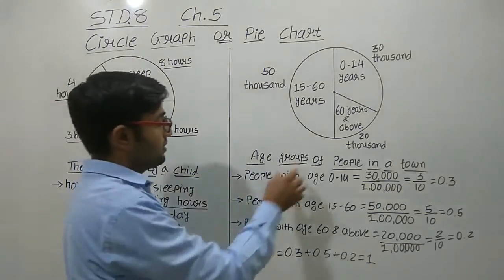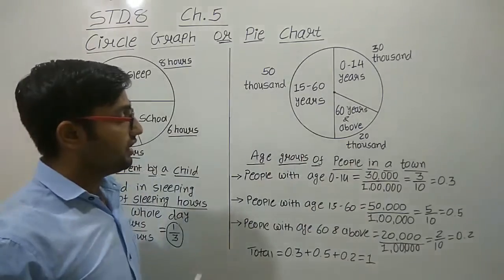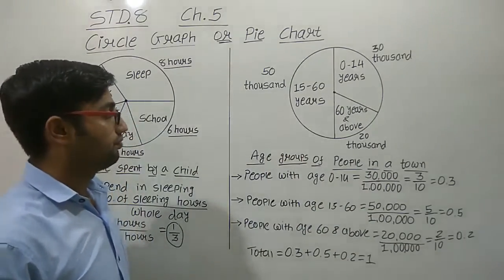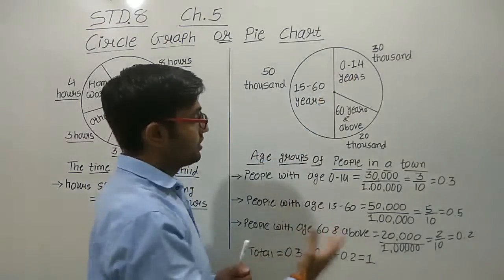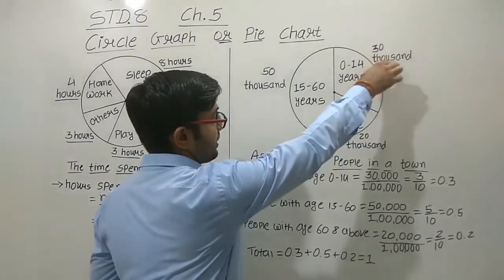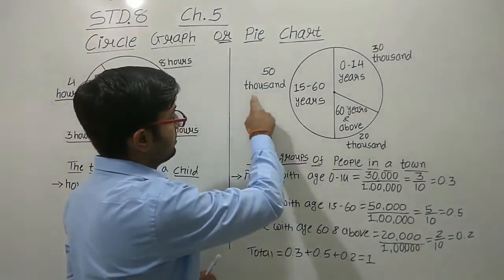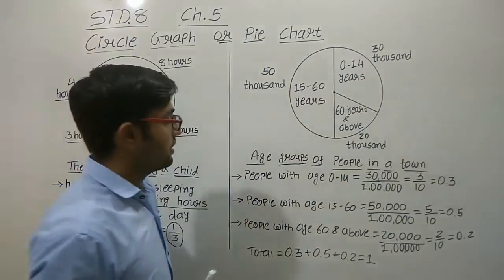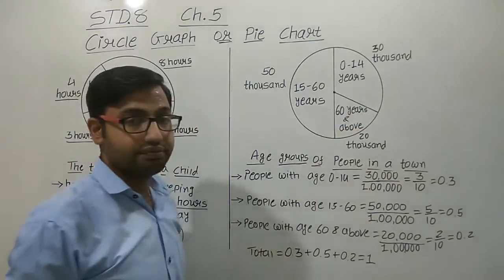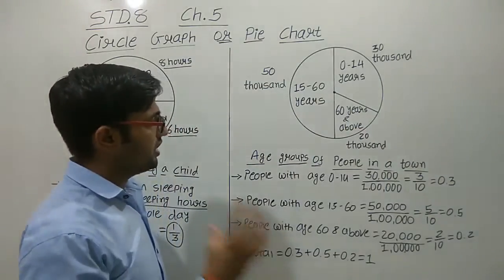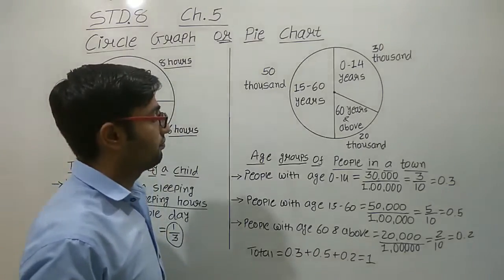This data represents the age groups of people in a town. Let's suppose there is a town. The people from the age group 0 to 14 years, how many people are there? 30,000. 15 to 60 years, 50,000 people are there, and 60 years and above, 20,000 people are there. So you can see only three data we represent in this pie chart or circle graph.